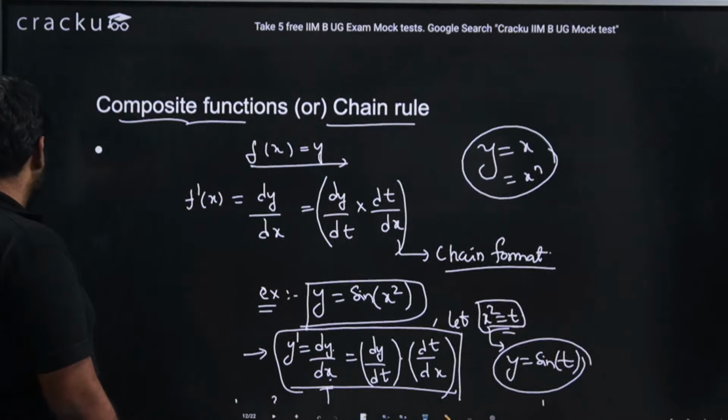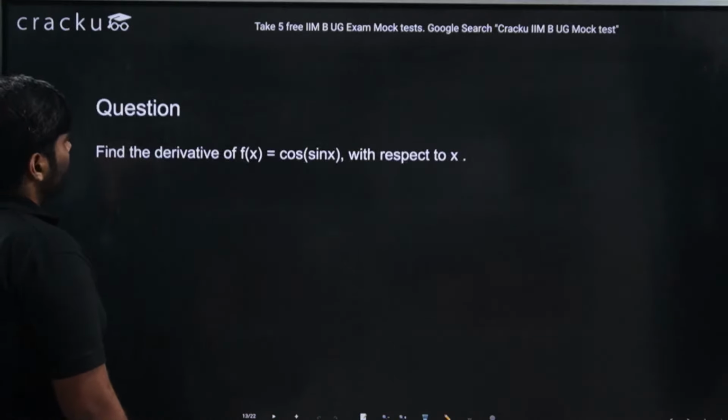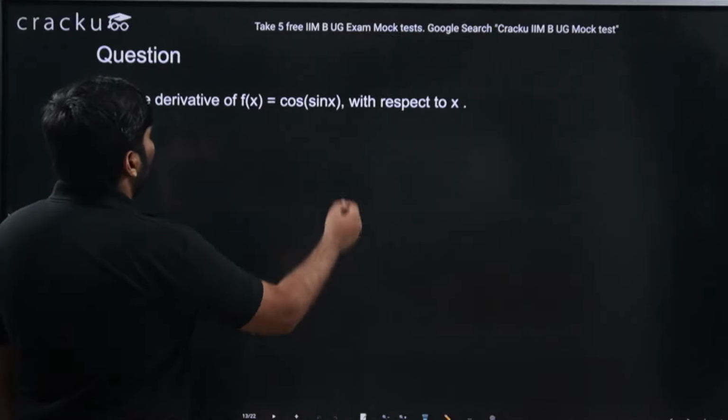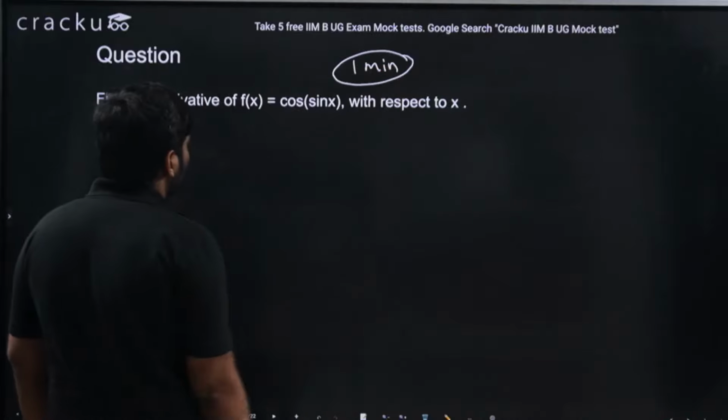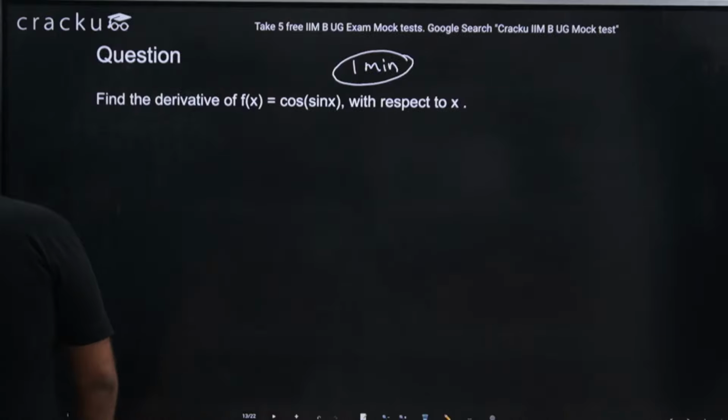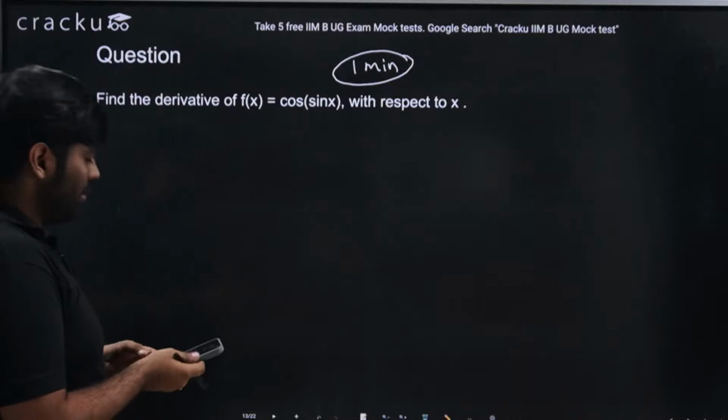Now let us see a question on this. Solve this, guys. I'll give 1 minute to this question. Solve this. I'll be explaining it after 1 minute.